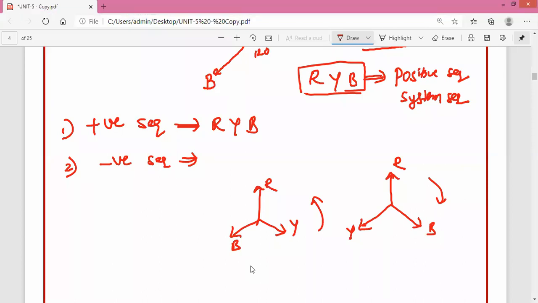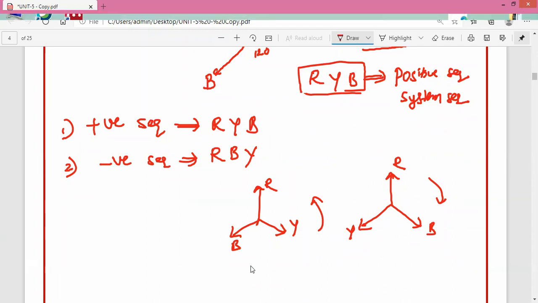Generally the vector rotation is observed in a counterclockwise direction only, because I am taking it as the reference positive sequence component. So how can I write these negative sequence components? I can write them like RBY. RBY is called a negative sequence component.